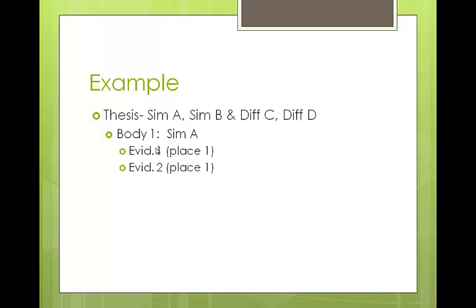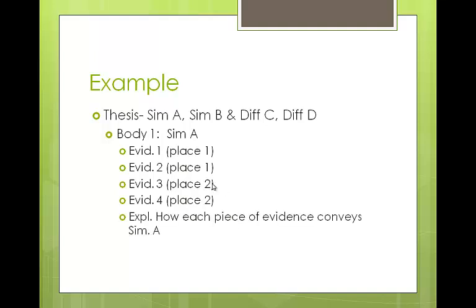You would then use 4 pieces of evidence. As I mentioned before, 2 of them need to be coming from one place. So in this case, place 1 will be Massachusetts Bay Colony, and 2 from the other colonies. Then, after that, you need to explain how each of these pieces of evidence convey a similarity across the board.